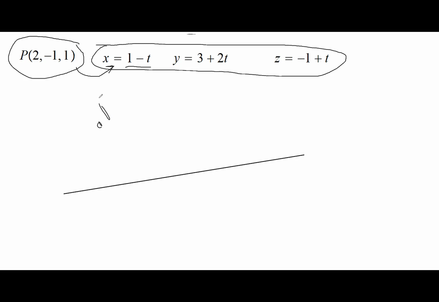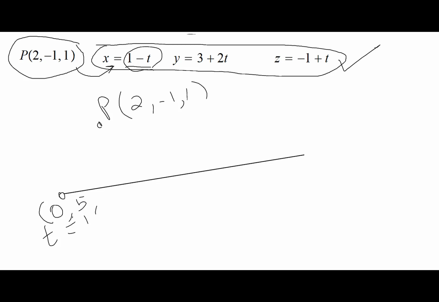Let's pretend that the point P is here, (2, -1, 1), and let's first take t equals 1. So if I take t equals 1 and substitute that in this equation, what will I get? t equals 1 will make this equal to 0, and then the y coordinate is 5 and the z coordinate is 0 again.